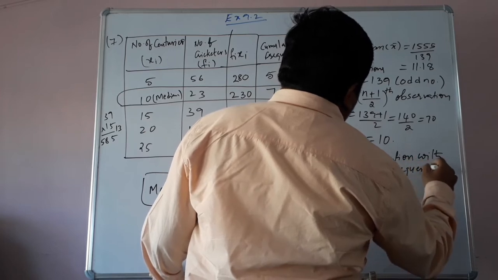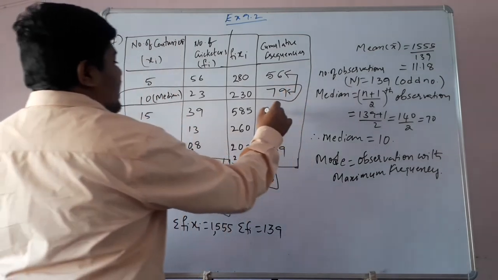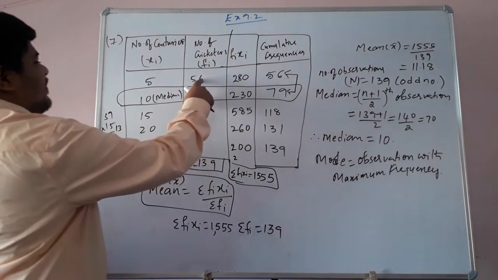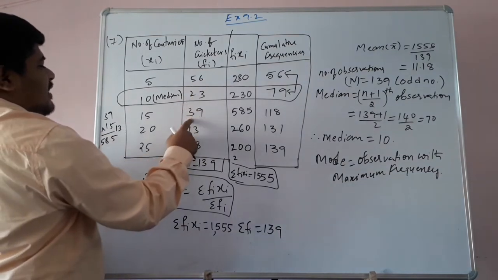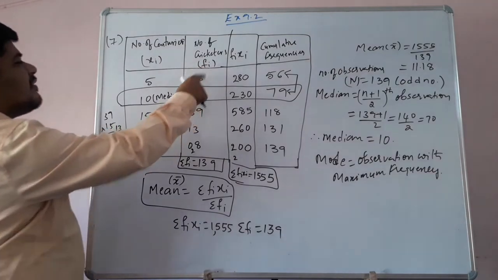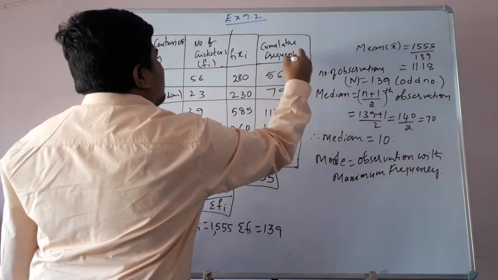Here, which is having the maximum frequency? 56, 79, 118. Sorry, these are the cumulative frequencies. No, here we have to see 56, 23, 39, 38. Observation with the maximum frequency. These are the frequencies, children. These are the cumulative frequencies, CF.